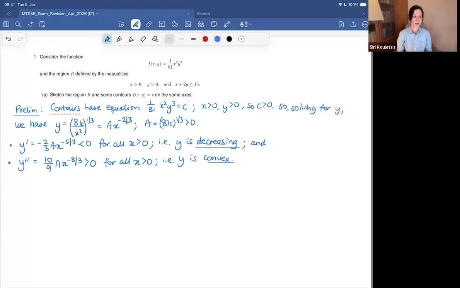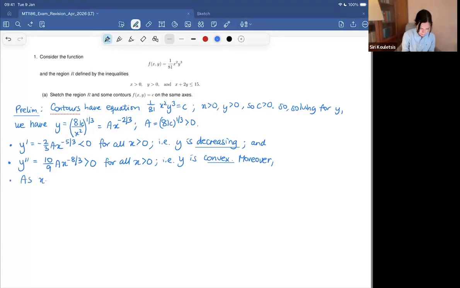Finally, let's look at limiting behavior. And for those of you who joined a little bit late, like I said earlier, I'm just doing a preliminary in this question. Let's say that I don't know how to sketch these contours f of x and y equals c, and I need to do some calculations so that I can sketch the contours and then the region R. So that's what we are doing here.